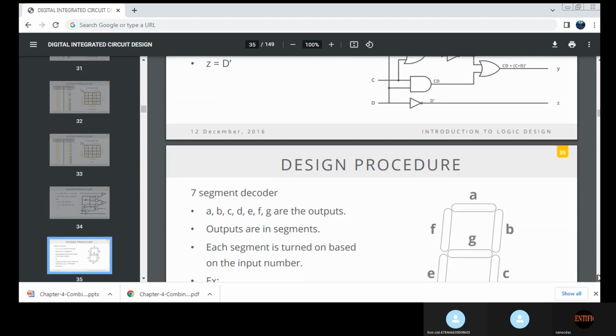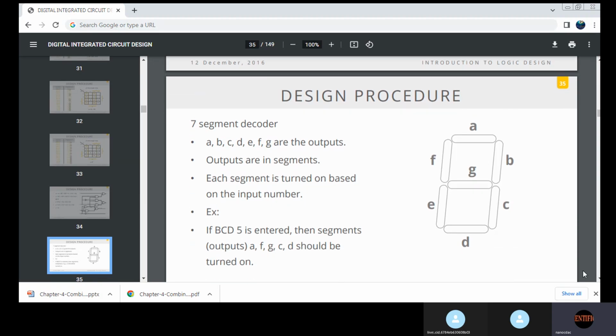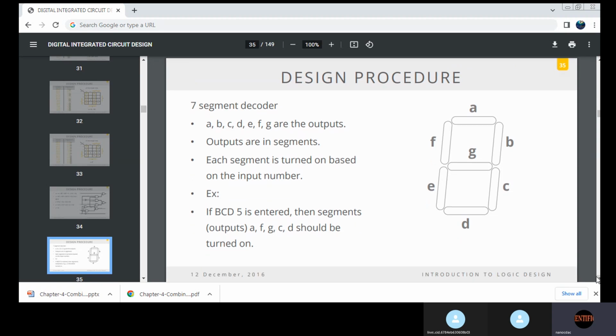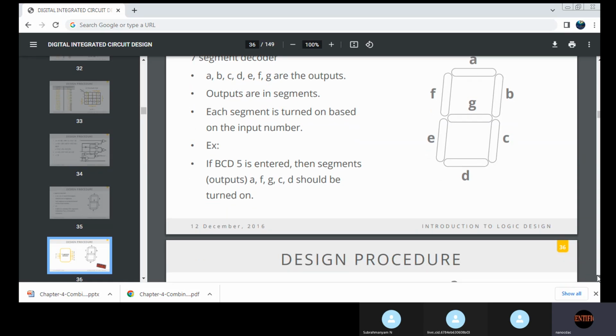Normally in a 7 segment decoder, the inputs will be binary inputs, and the outputs are A, B, C, D, E, F, G. So if the input is 0001, that is 1, then B and C will be on, else F and E will be on. B and C will be 1, and the rest of the things will be equal to 0. We have seen this 7 segment decoder.